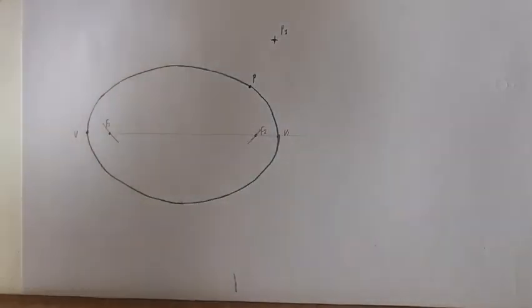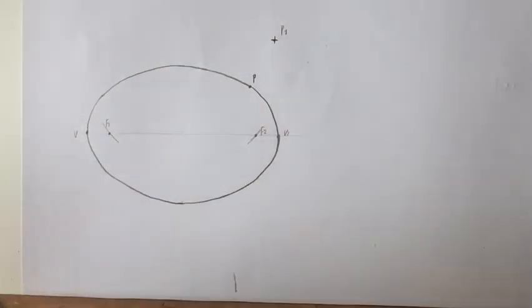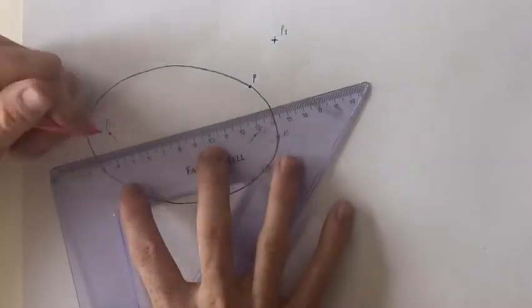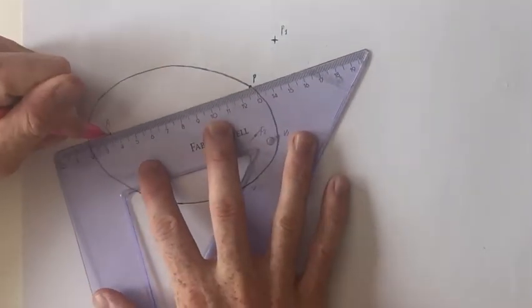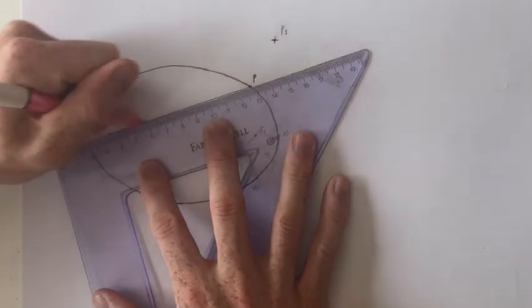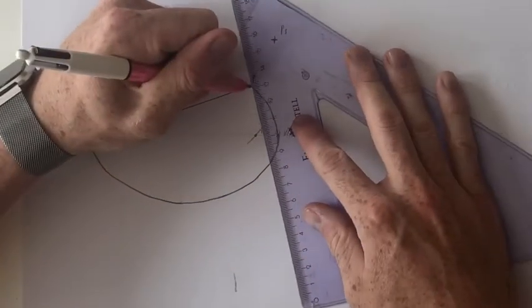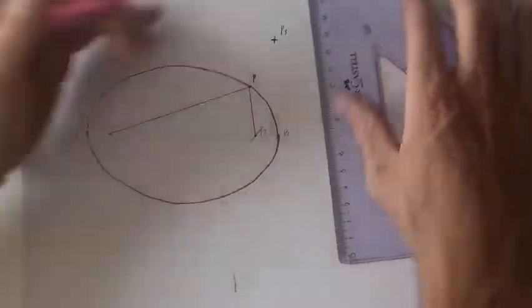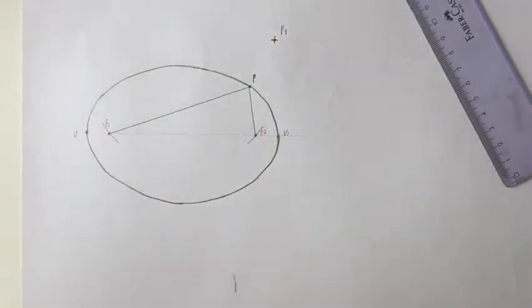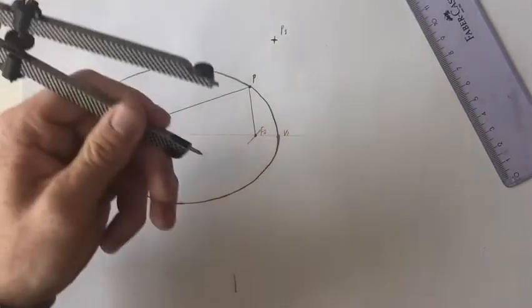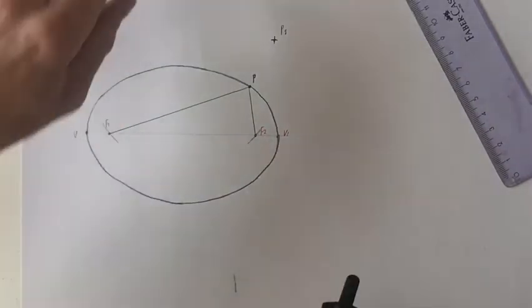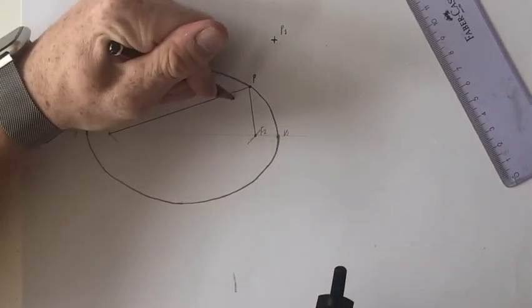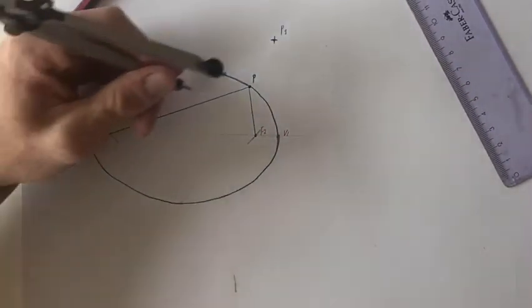Okay, and the next step, so I'll use my green biro, is we need to join F1 to P. So there's F1 to P and F2 to our point as well. The next thing we need to do is bisect our angle. So we get our compass again and we need to bisect this angle here, which joins our point P to F1 and F2.